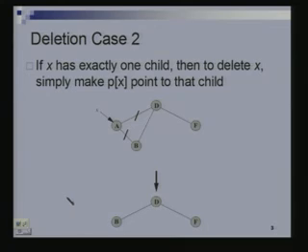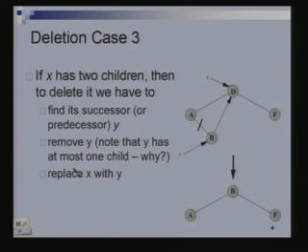The third case is when the node to be deleted has two children. So, maybe x is a reference to the node which is to be deleted. The node to be deleted is the one containing d now, it has two children, right. So, what do we do now?